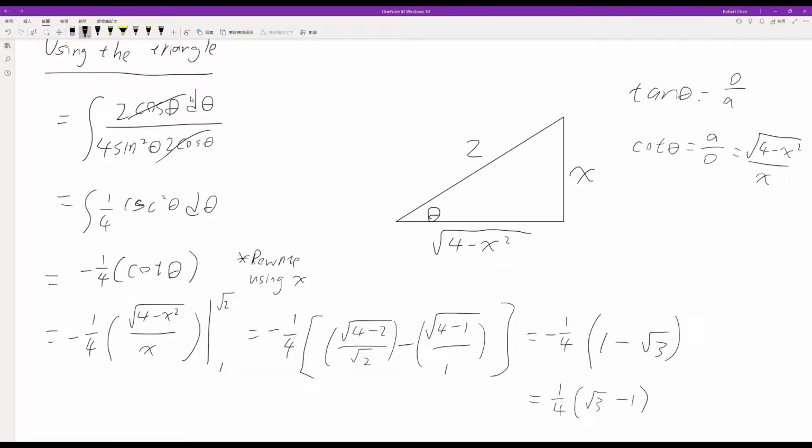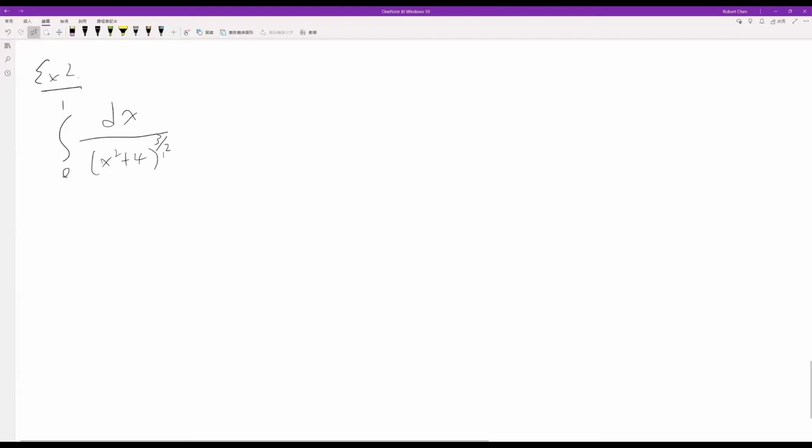All right, so it actually doesn't matter which method you prefer, but personally I prefer using the triangle, right? Because I don't have to worry about the bounds. I just convert everything to trig function, work it out, and then reverse back to using x. Right? So this is our first example. I know it's still a little confusing, but let's try another one, and hopefully it will make a little more sense.